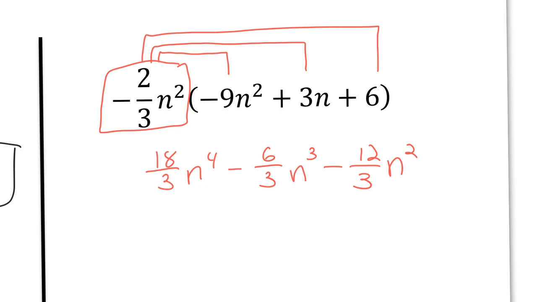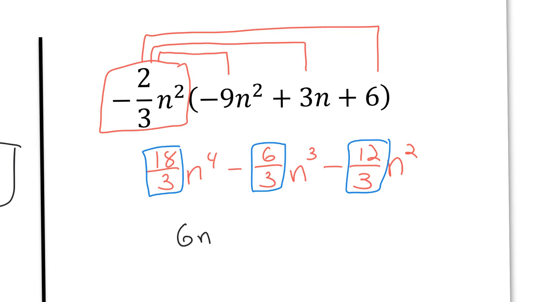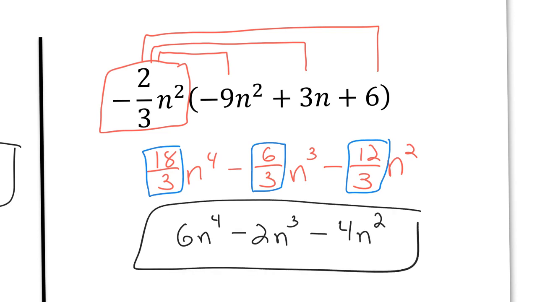Now you are going to reduce or simplify the fractions. So we have these fractions here, you can reduce. It's going to be 6n to the fourth, 18 divided by 3, minus 2n cubed, 6 divided by 3, minus 4, 12 divided by 3, and we have the n squared. Now notice that we do have the trinomial in standard form because we have the highest exponent first, and then you go down. 4, 3, 2, and that is my answer.